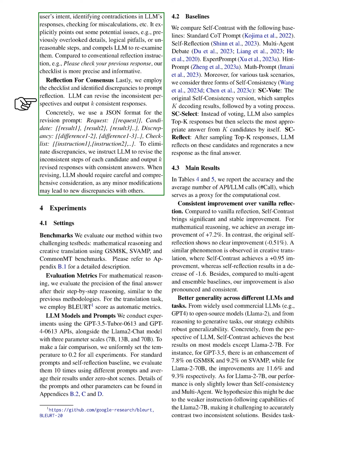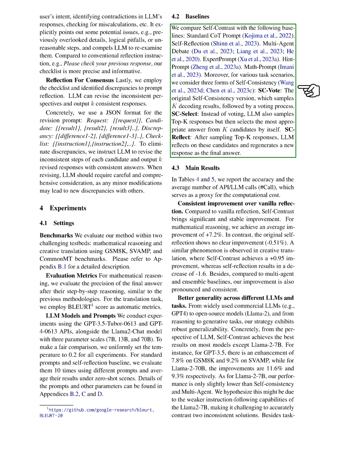In addition to our method, we also considered 3 versions of a method called self-consistency. The first version, SC vote, involves sampling a number of decoding results and then voting on the best one. The second version, SC select, also samples a number of responses, but then selects the most appropriate one. The third version, SC reflect, involves sampling a number of responses, reflecting on them, and then generating a new response as the final answer.